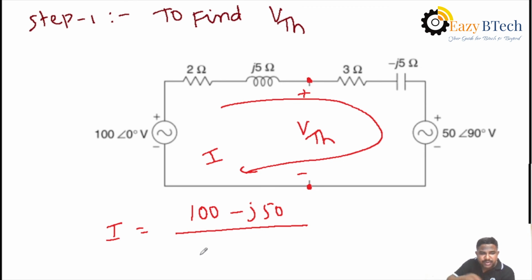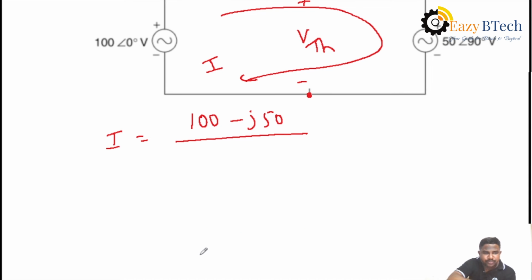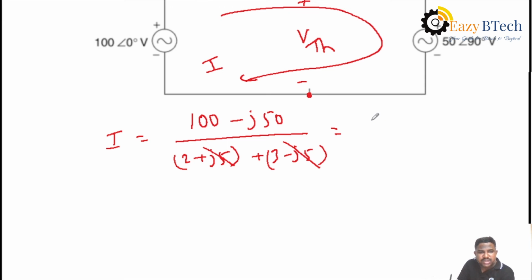What is the total impedance value here? 2 plus j5 is one impedance value, and similarly 3 minus j5 is another impedance value. Both are added here. Then plus j5 minus j5 will be cancelled. Then 2 plus 3 is 5. Then the current value is 20 minus j10. That is the current in rectangular form.